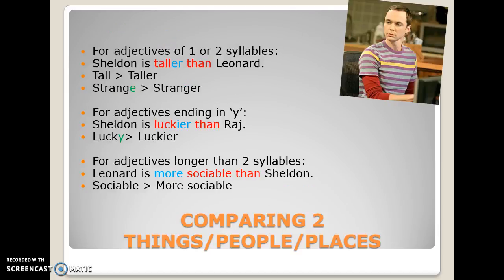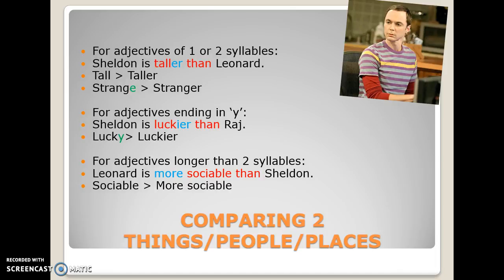So for comparatives, what you need to be aware of is you need to check the words that you're using when you're comparing the people or the places or the things. Are they short words or are they long words? For instance, if you're going to use a short word of one or two syllables like tall, short, small, then all you need to do is add ER at the end of the word. For example, Sheldon is taller than Leonard.